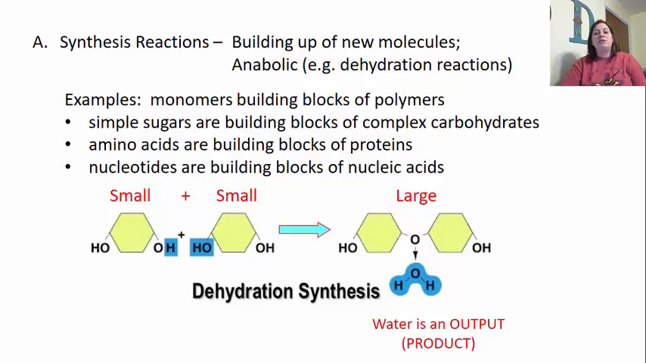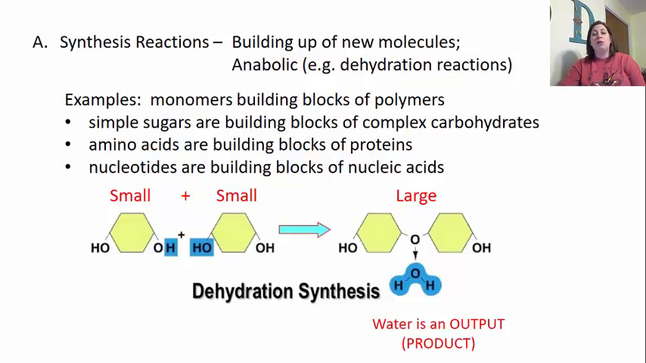Some examples of these are where you take monomers, which are the building blocks of something, and build a polymer. Mono means one part, polymer means many parts. So we take the blocks and build something larger. An example of this is simple sugars. The building blocks of simple sugars, of course, are monosaccharides.